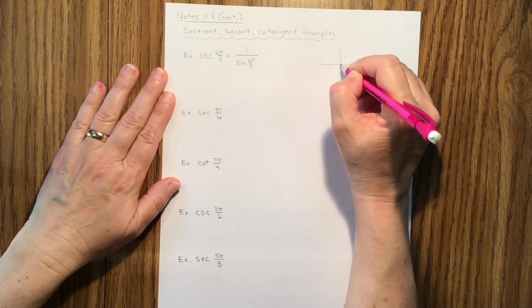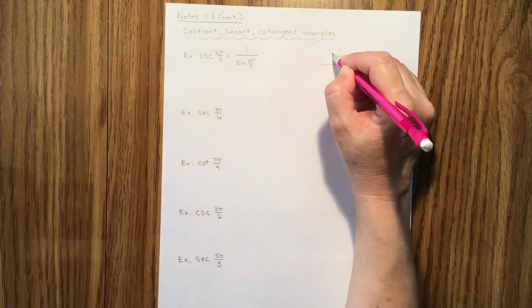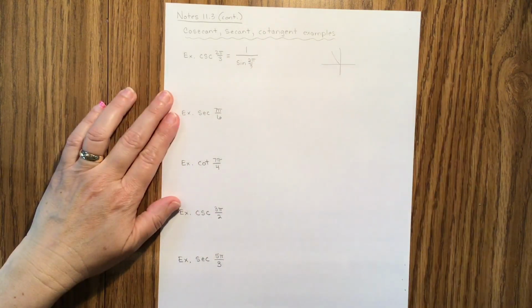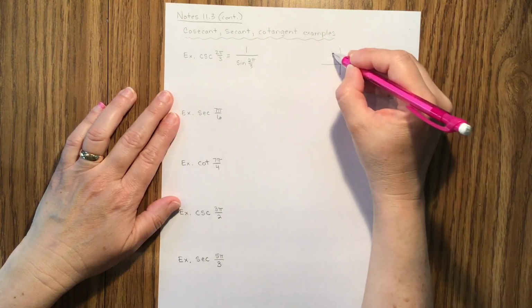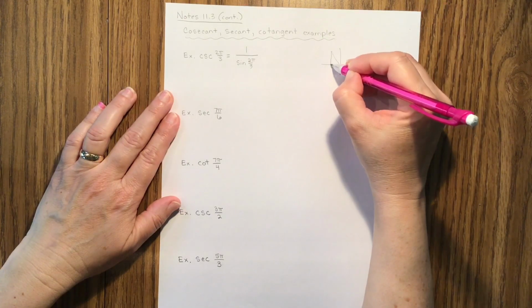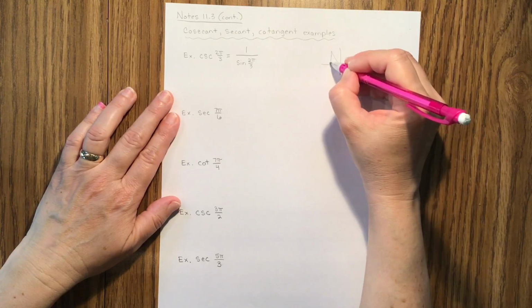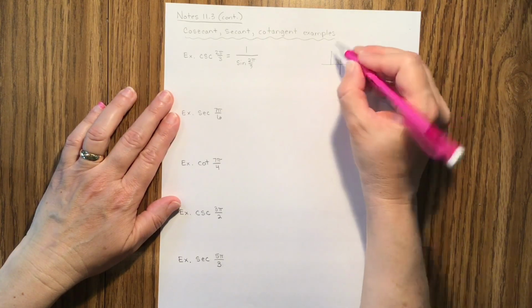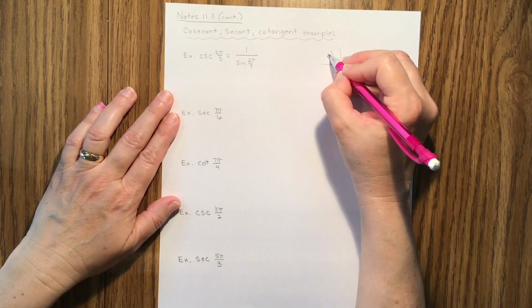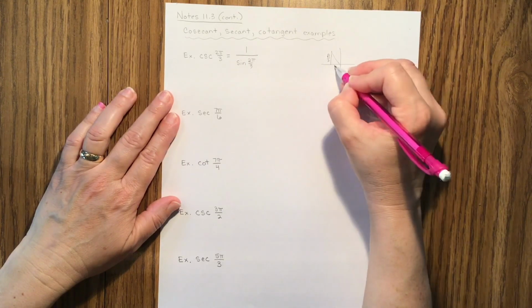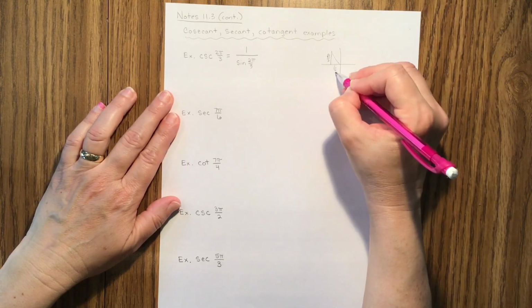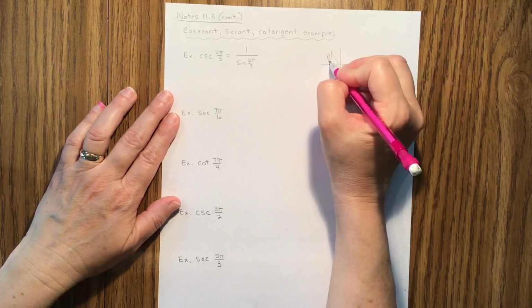2 pi over 3 angle is in the second quadrant. Sine is positive there. And that triangle that corresponds to 2 pi over 3 has a long leg for sine is root 3 over 2. The short leg is on the x-axis for 1/2. And so the sine of 2 pi over 3 is root 3 over 2, and it's positive.